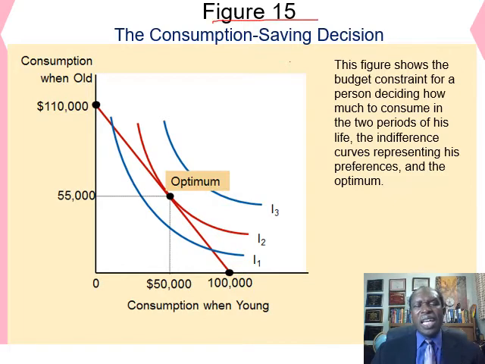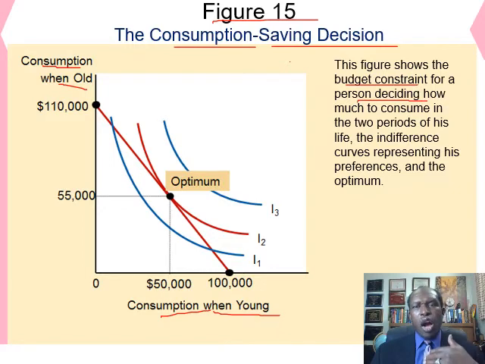Figure 15 displays the consumption-saving decision. On the horizontal axis we have consumption when young, and on the vertical axis we have consumption when old. This figure shows the budget constraint for the person deciding how much to consume in the two periods of life, the indifference curve representing the preferences, and the optimum.